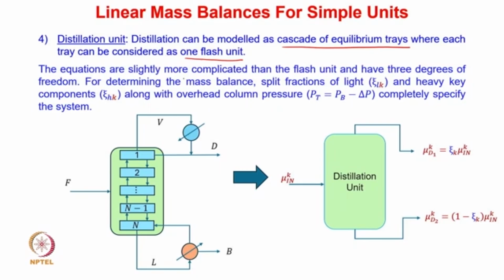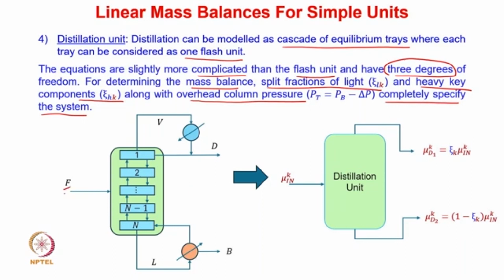So equations are slightly more complicated than the flash unit and have 3 degrees of freedom. So this is an important thing to note down. In case of distillation unit, we have 3 degrees of freedom. So for determining the mass balance, we require the split fraction of the light key component, and the split fraction of the heavy key component, and along with this we require to specify the overhead column pressure. With these three variables specified, we can completely specify the given distillation system. Okay, so the schematic of the distillation unit is given here.